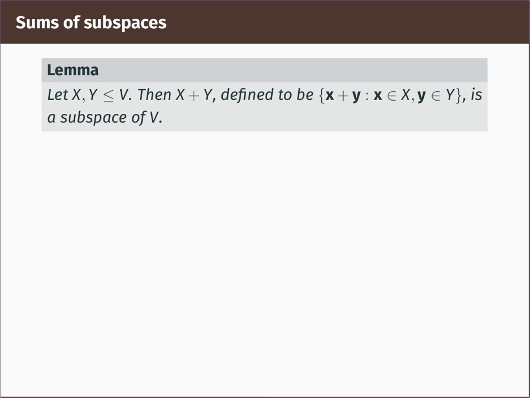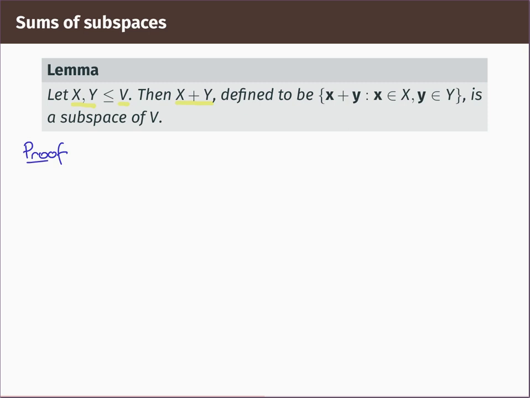If you have two subspaces X and Y of a vector space V, then we define the sum X plus Y to be all the things you can get by adding an element of X to an element of Y. So the set of all x plus y, where x comes from X and y comes from Y. Then what the lemma claims is that that is a subspace of V. So let's do the proof.